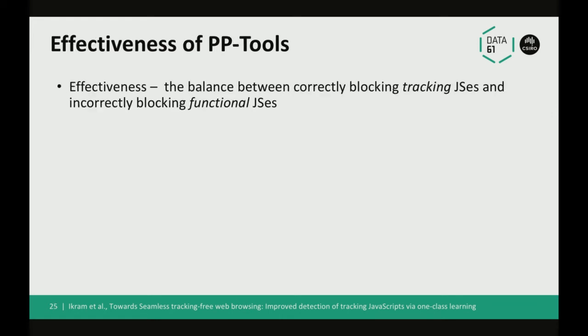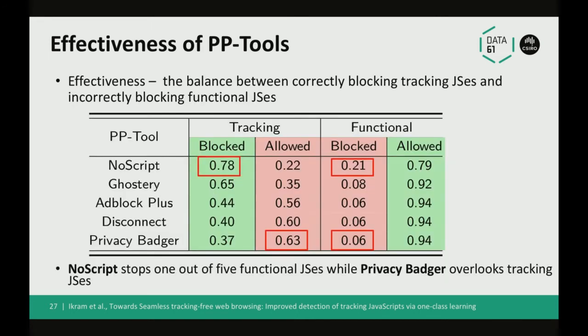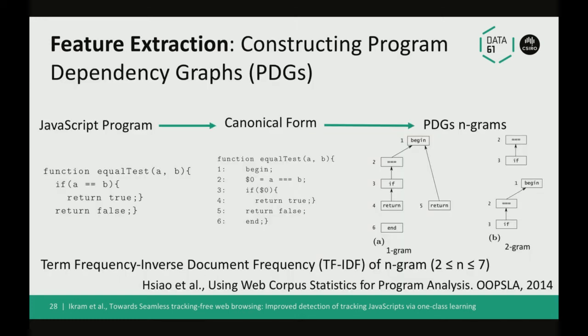Then we look into the effectiveness of privacy-preserving tools, which we define as the balance between correctly blocking tracking JavaScripts and incorrectly blocking functional JavaScripts. So here is a little breakdown of the effectiveness. We can see that NoScript, which has the highest true positive rate of 78%, blocks 1/5 of the JavaScripts that are used for essential functionality. On the other hand, Privacy Badger has a very good false positive rate, but it allows a huge amount of tracking JavaScripts, and it overlooks a huge amount of tracking domains.